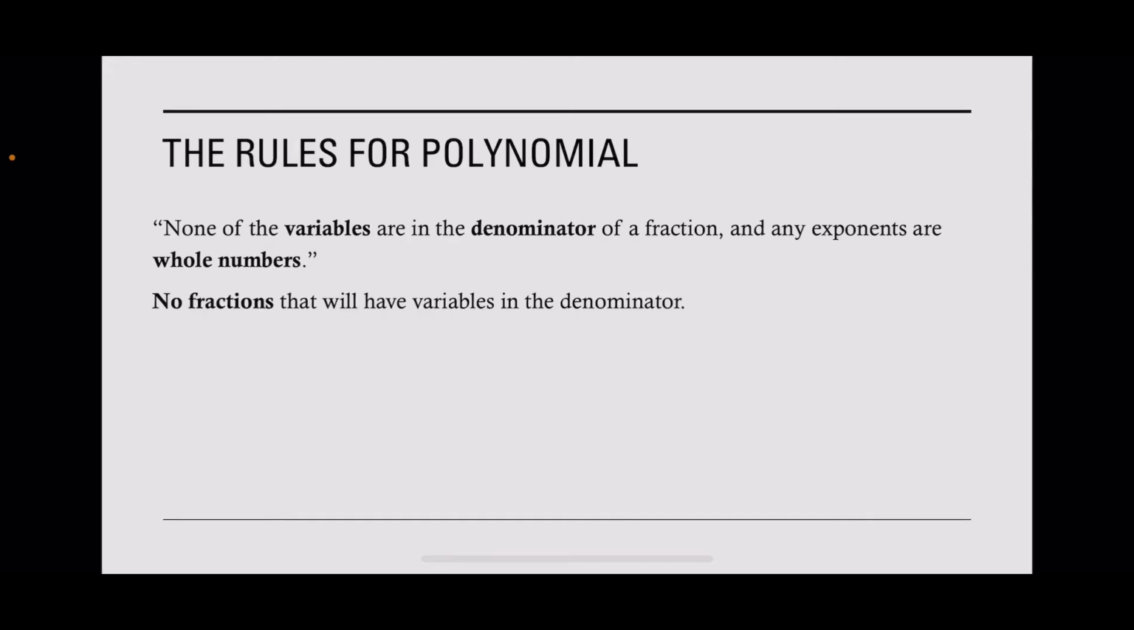No fractions that will have variables in the denominator. In case you don't know what a denominator is, like in the fraction 1 out of 2, 2 would be the denominator. 3 out of 4, 4 would be the denominator. Wrong examples for this one would be 2 out of x, 14 out of z, y squared out of x, y out of x. You see all the denominators are taken by variables, which is wrong for a polynomial.